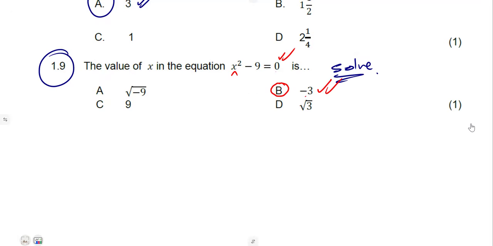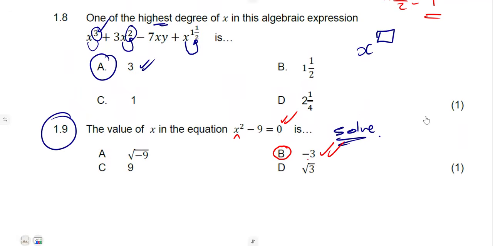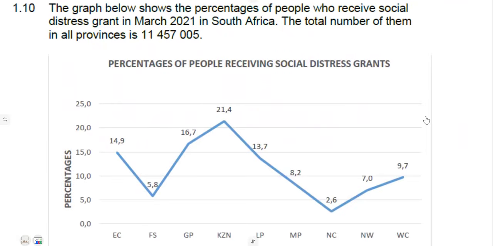All right? So that is it, guys. Do as many questions as you can. Revise as many questions.